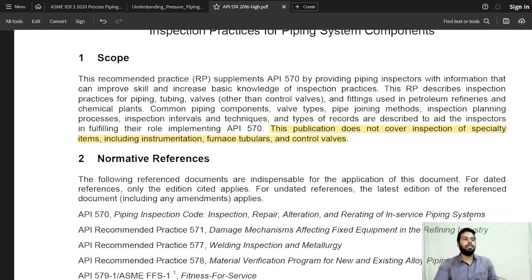Okay, this means whenever we are doing actual inspection on a system, API 570 is going to be very important because that has to be in compliance. But whenever a situation arises where an inspector might get confused about what needs to be done, the recommendations are given in this practice to help the inspector actually run the inspection.